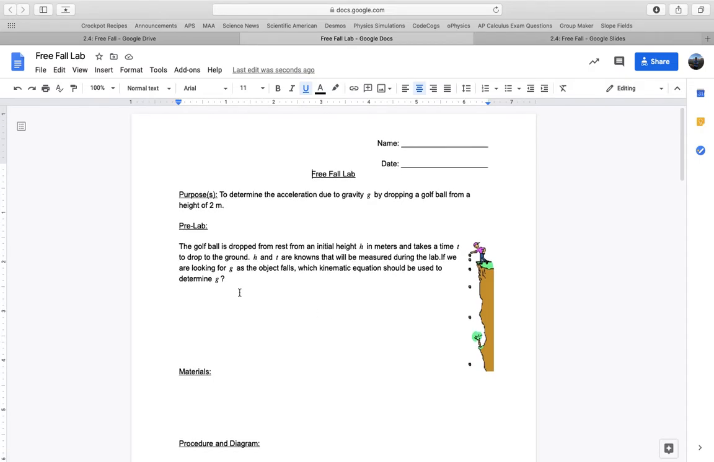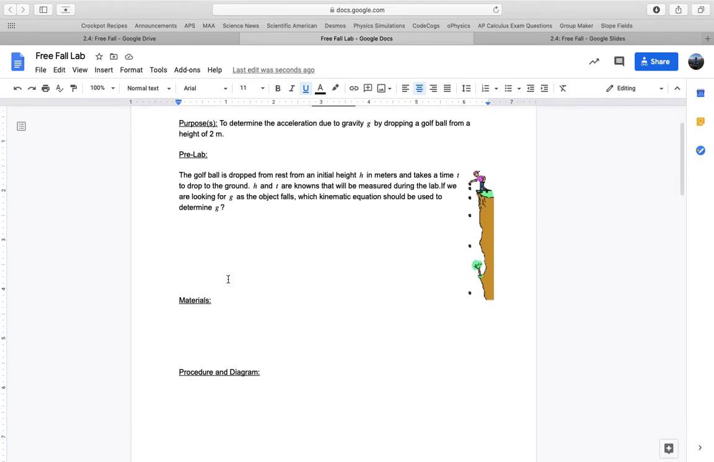Okay? So the purpose is to determine the acceleration of gravity g by dropping a golf ball from a height of 2 meters. Again, we're looking at how we can apply kinematics to a real-world scenario, to an actual lab setting. Okay? So here's a pre-lab question for you.